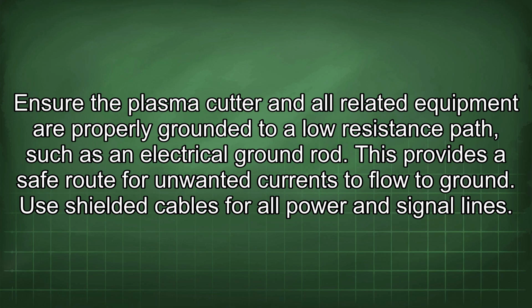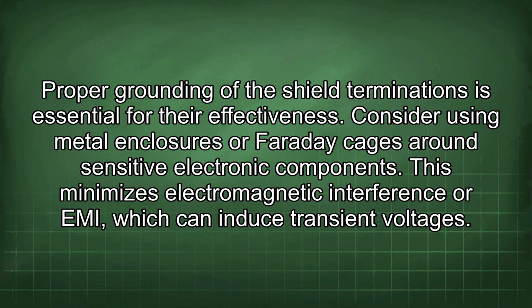Use shielded cables for all power and signal lines. Proper grounding of the shield terminations is essential for their effectiveness. Consider using metal enclosures or Faraday cages around sensitive electronic components. This minimizes electromagnetic interference, or EMI, which can induce transient voltages.